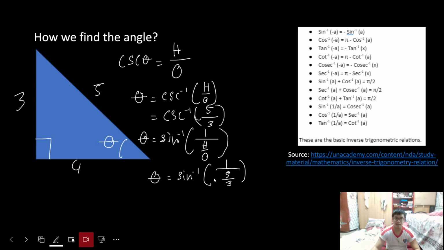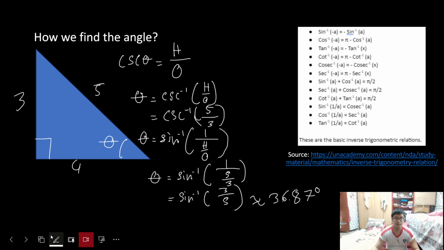Okay, so that's it. Now you can simplify this one. Theta is arc sine of 3 all over 5. So this is the result. Approximately, your angle would be 36.87 degrees. Alright, so that's it.